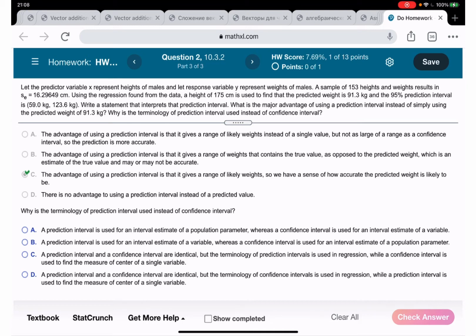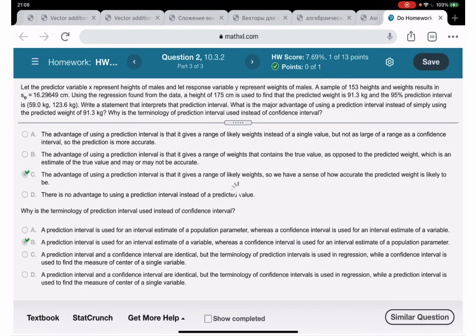A prediction interval is used for an interval estimate of a variable, whereas a confidence interval is used for an interval estimate of a population parameter. Yes. So prediction is predicting the variable, what is going to happen, while the confidence interval is finding the population parameter, which can be a proportion, standard deviation, variance, or mean.